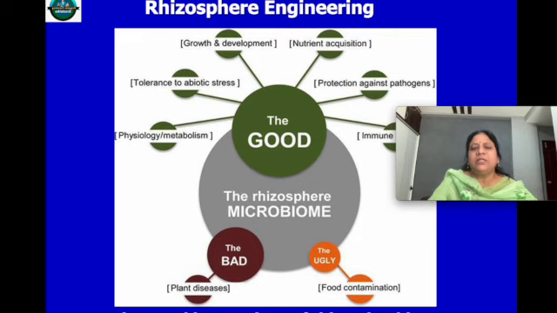So what rhizosphere engineering says is, there are good microbes, bad microbes, and ugly microbes, which cause food contamination, like Aspergillus and all. That is what the ugly microbes means. As long as your good microbes are huge in number and offering competition to the bad and ugly microbes, your crop is safe.